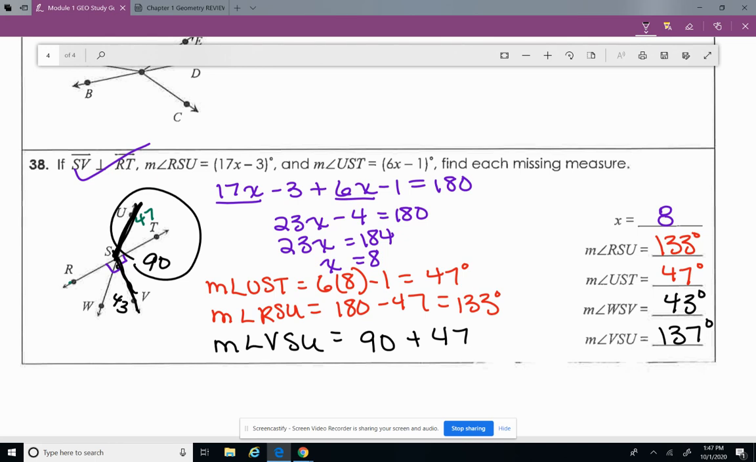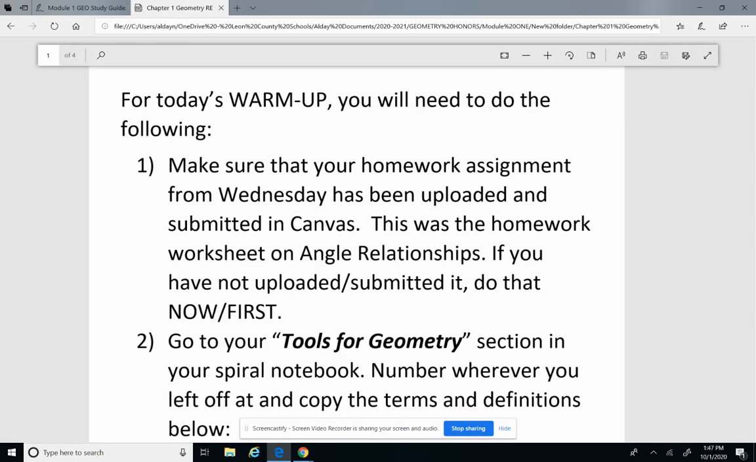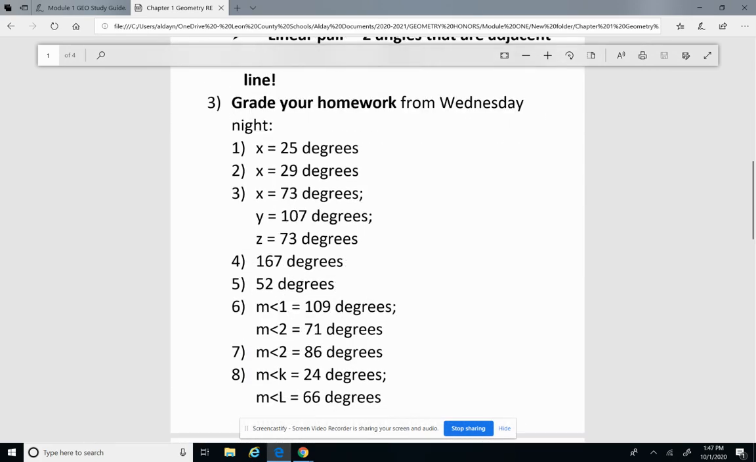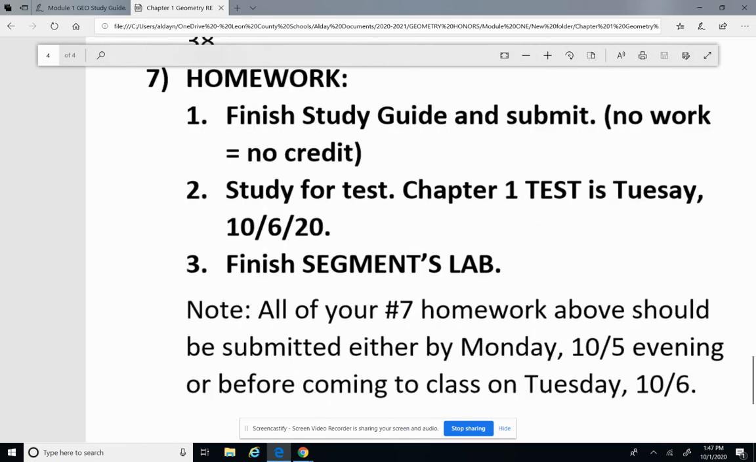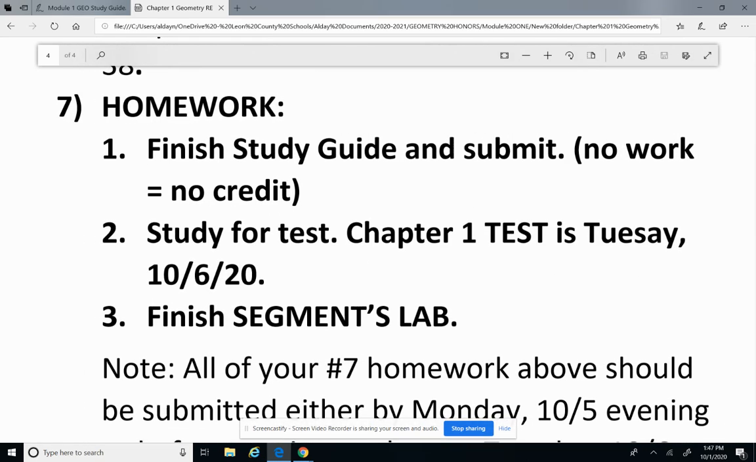All right, so your homework is to finish this study sheet. Have it uploaded by Monday night. And make sure that you go back and finish the segments lab.